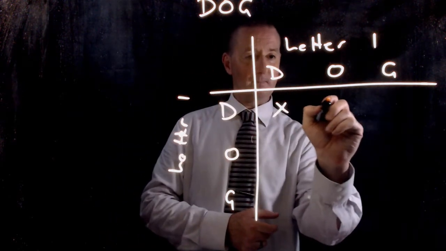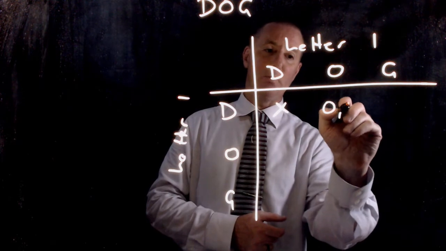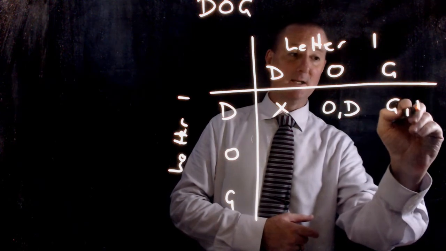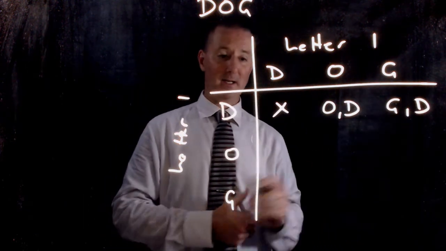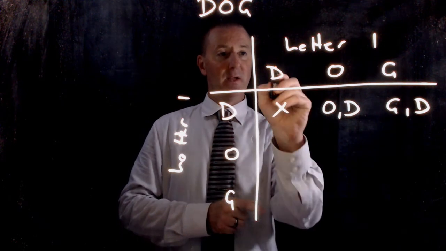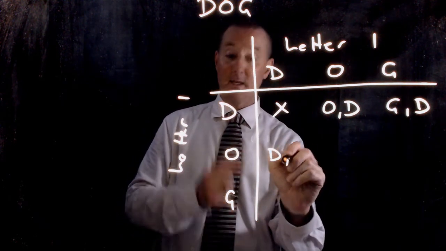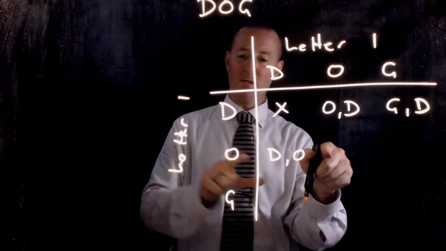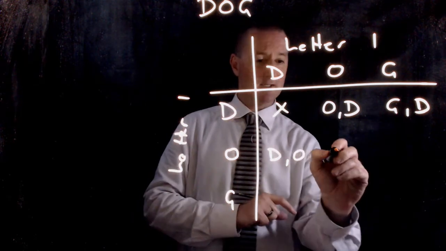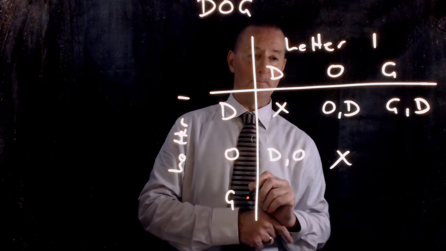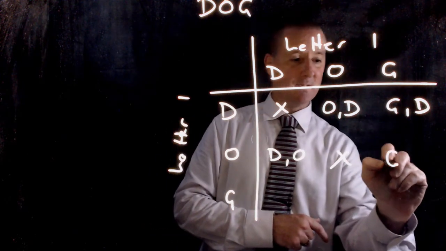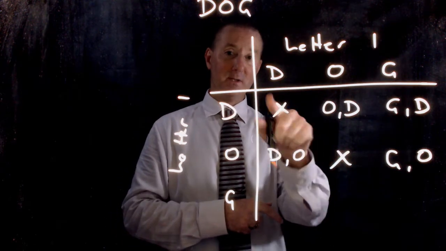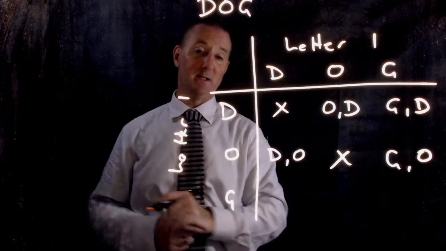However, our O, if we choose the O, it is possible to get a D as our second letter. And if we choose the G as our first letter, it is possible to get the D as our second letter. If we come down to our next row, if we choose D as our first letter, it is possible to choose the O as our second letter. If we choose the O as our first letter, though, it's not possible to get the O as our second letter. And so we put a cross in that position. If we choose the G as our first letter, it is possible to get the O as our second letter. And so you can see here we're reducing the number of possibilities because we're not replacing the letters into our bag.